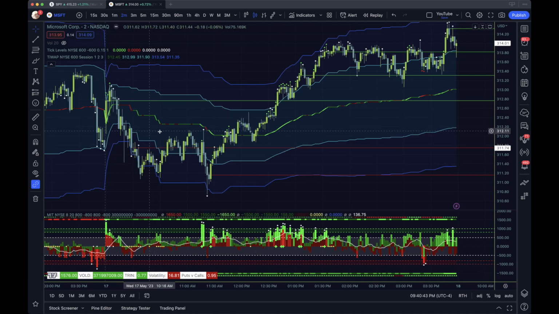So really clean, shows you how price is reacting to the markets in real time, dynamic support and resistance. You get really nice reclaim signals off the TiWAP, band breaks, right into some other key level areas where you can take action.